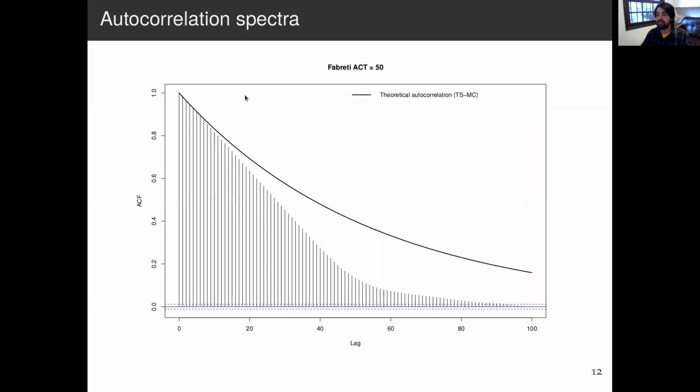Another way to see this is to look at the autocorrelation spectra in this case. So here I'm showing you the empirical autocorrelation spectrum, and here I'm fitting my Markov chain model there. And as you can see, for small lags, everything's working just about fine, but then it drops off way too slowly compared to the real data, right? So that will make it think that the ESS is much lower than it should be.